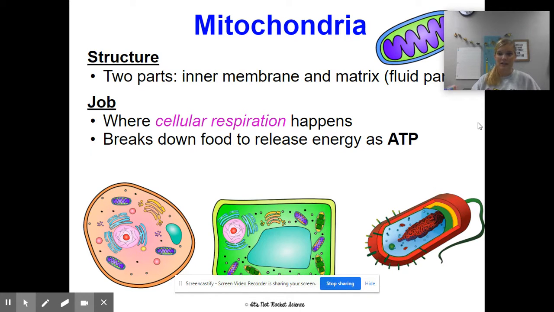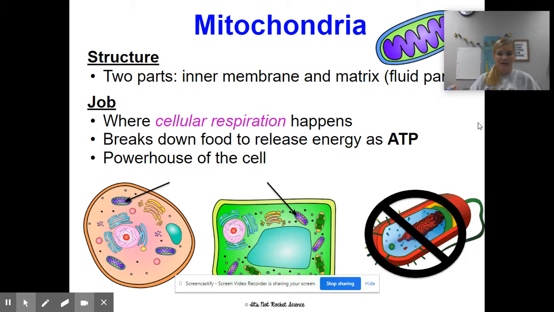So, like if you eat your carbs because you're trying to carb load before a race, we don't just use carbs directly. We have to break them down, and inside the carbs, we have ATP, and that is what our body uses to actually energize us. And it's considered the powerhouse of the cell because it provides power. And our mitochondria is in our eukaryotic cells.